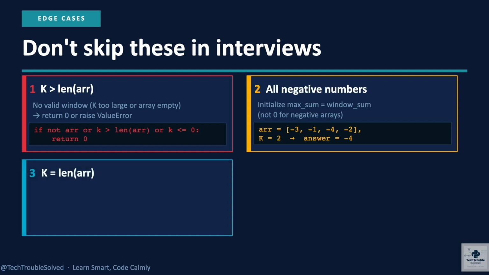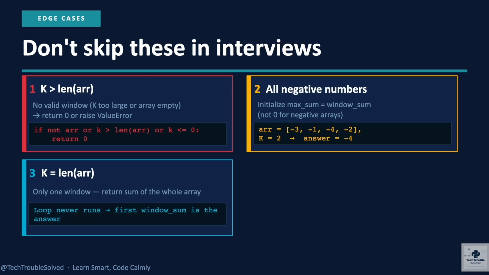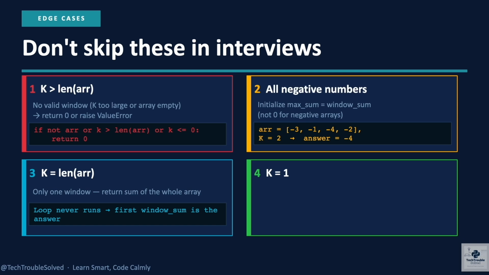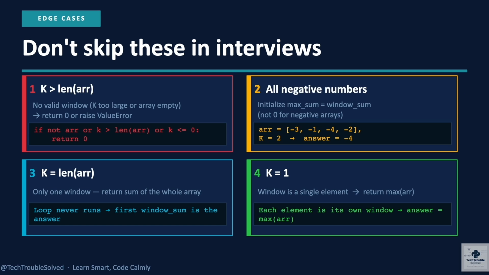Case 3. K equals the length of the array. There is only one valid window. The entire array. The sliding loop never executes because range k to length of array is empty. The initial window sum is already the answer. Your code handles this automatically. No special case needed. Case 4, k equals 1. Every element is its own window. The answer is simply the maximum element in the array. Again, your code handles this automatically.